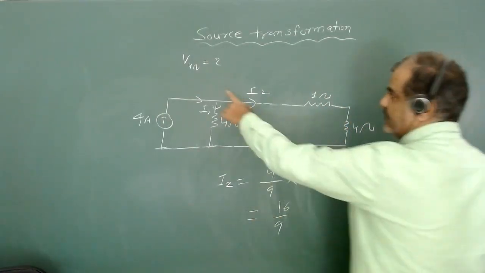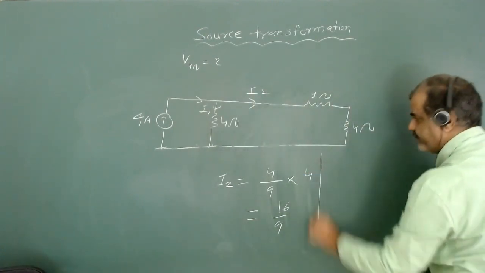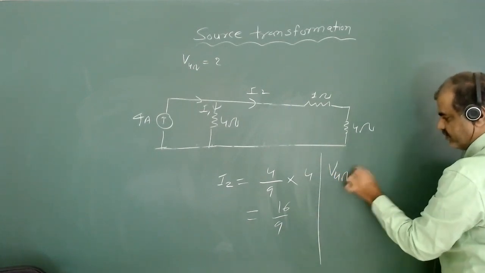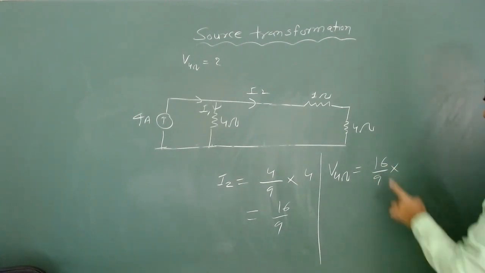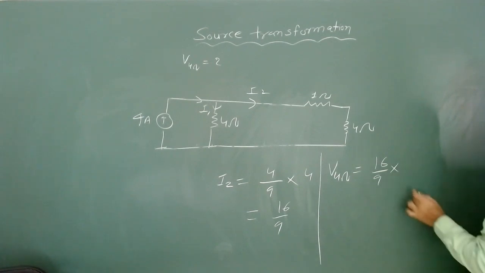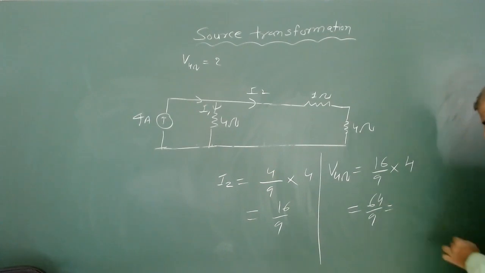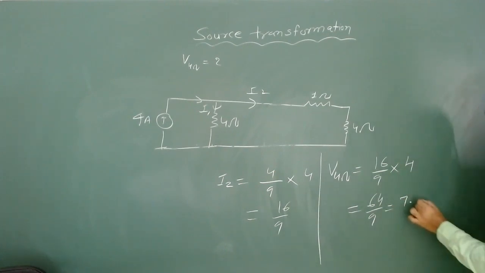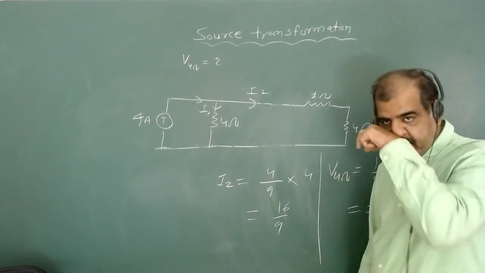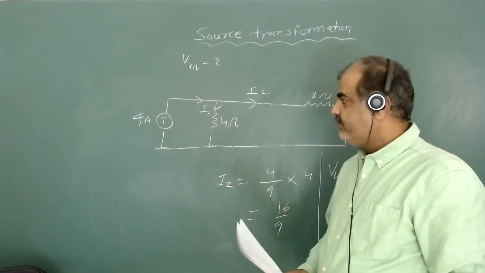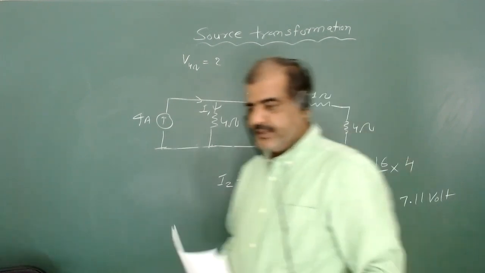Now I want the voltage across this 4 ohm resistance. The voltage across the 4 ohm resistance will be current into resistance. This current is 16 by 9 and the resistance is 4 ohm, so this will give me 64 upon 9. If I solve this, it will give me 7.11 volt. So in this manner, using the source transformation technique, we can simplify a circuit and calculate the current and voltage values. Thank you.